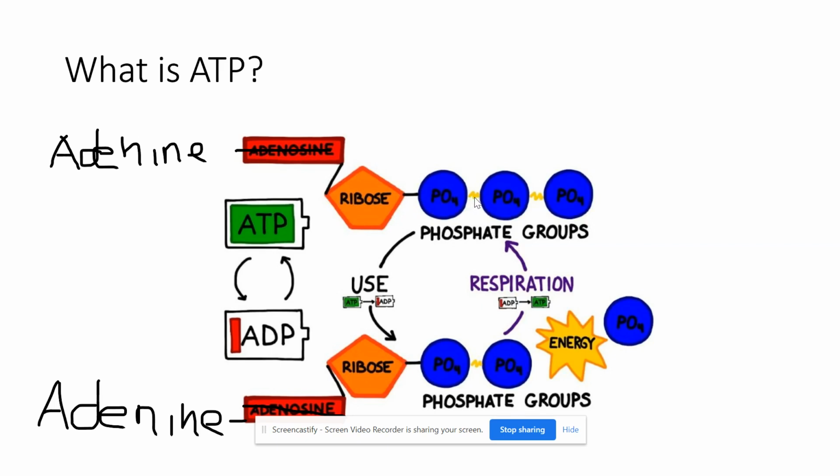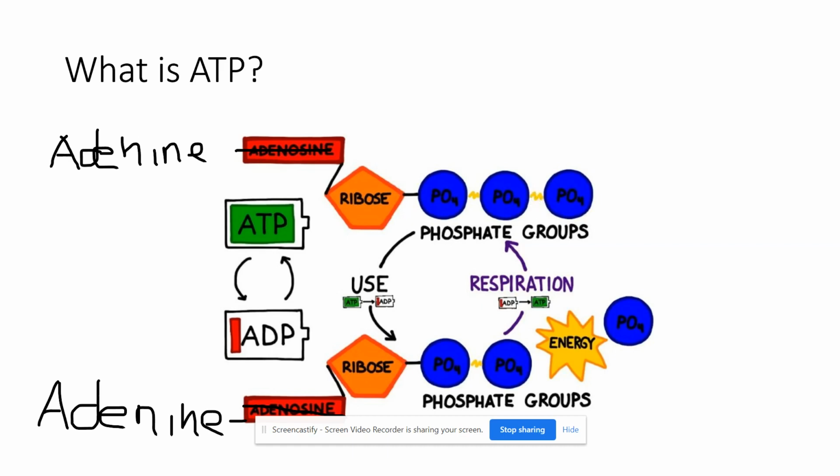And notice how these bonds between the phosphates have these little yellow squiggly lines. That's because that's where all the energy is stored. It seems kind of weird. You have this big molecule and in these little bonds is where all the energy is stored. Yep. Specifically, this bond between the 2nd and 3rd phosphate is where like 90% of the energy is stored. So this is a lot of energy in this little bond right here.